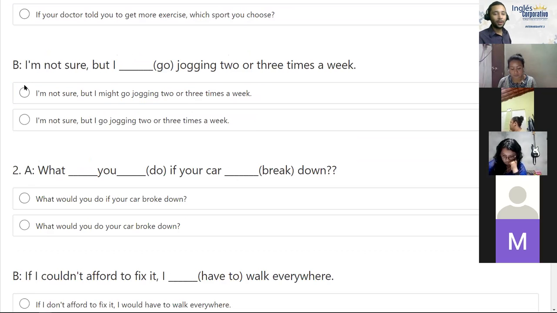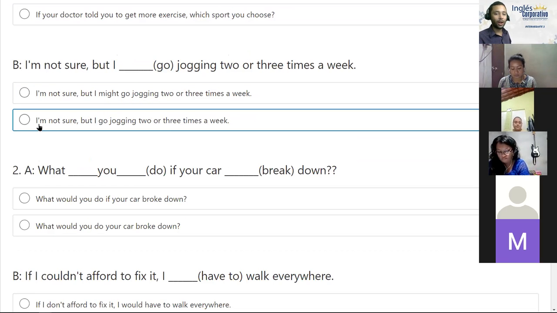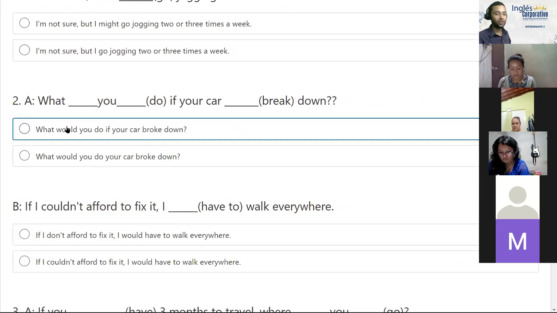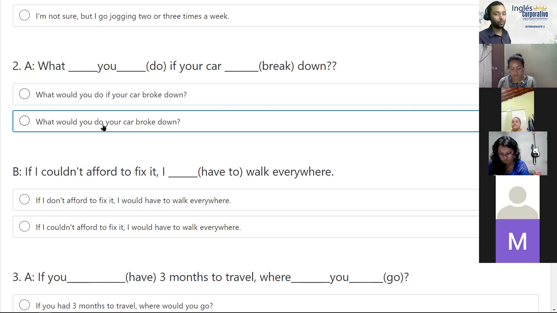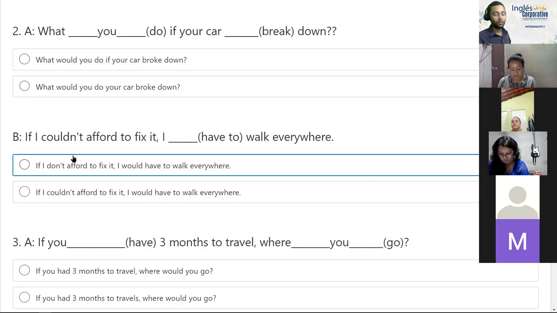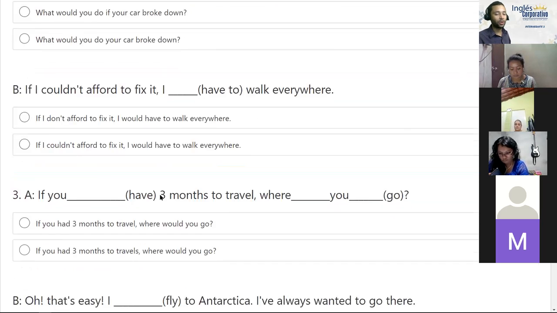Letter B. I'm going to read the answers directly. I am not sure, but I might go jogging two or three times a week. Or I'm not sure, but I go jogging two or three times a week. You need to select one or the other. Second conversation, option A: what would you do if your car broke down? Or: what would you do if your car broke down? And the reply is, if I don't afford to fix it, I would have to walk everywhere, or if I couldn't afford to fix it, I would have to walk everywhere.